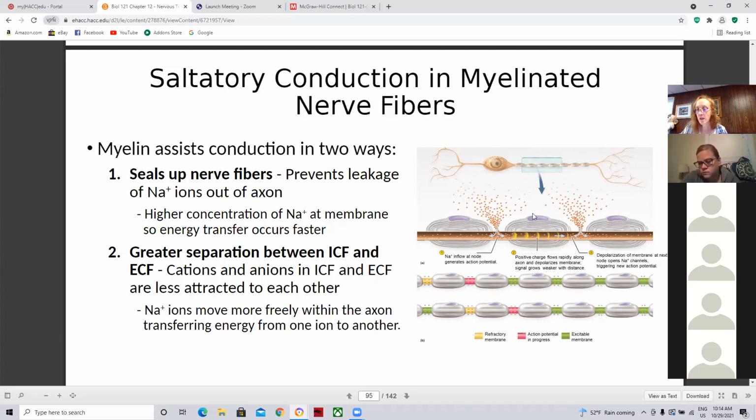The width of this myelin wrapping around the axon. So the sodium ions move more freely within the axon, transferring energy from one ion to another.